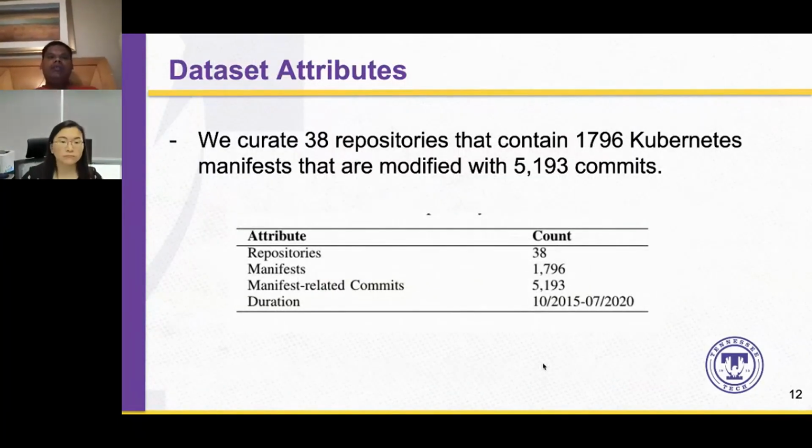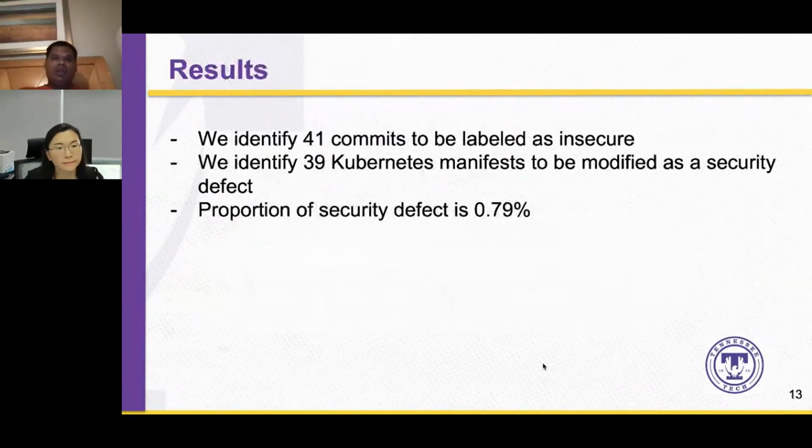We came up with a data set of 38 repositories, which had around 1,800 Kubernetes manifests that were modified in 5,000 commits. Both raters had to look into these 5,000 commits one by one to find out if security defects are reported in these particular commits.